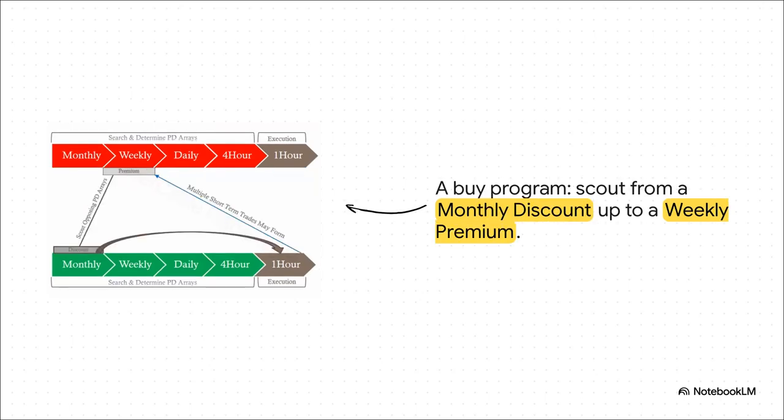And for a buy program, well, you guessed it, it's the exact same logic, just flipped upside down. We start with price hitting a monthly discount array, a really deep oversold level, and we target an opposing premium array on the weekly chart.